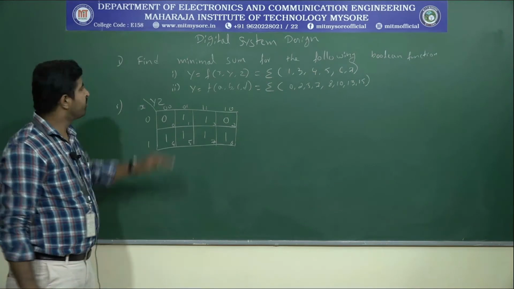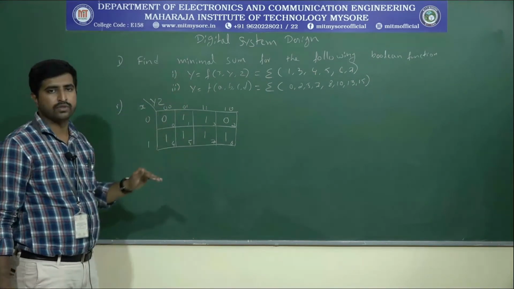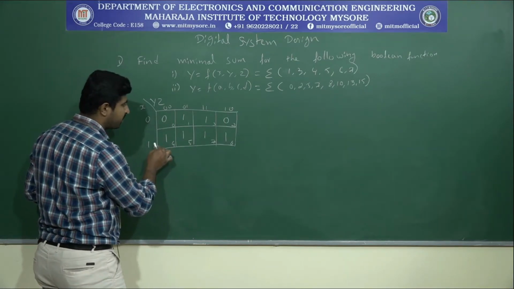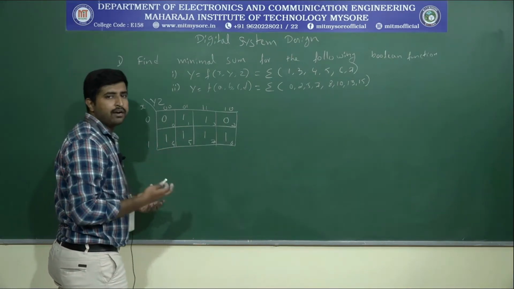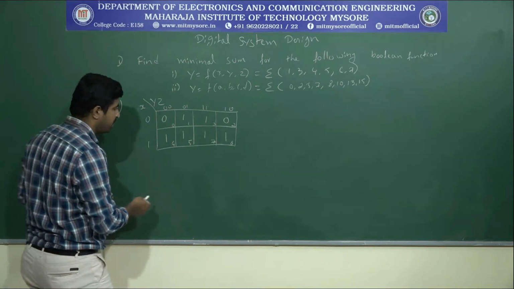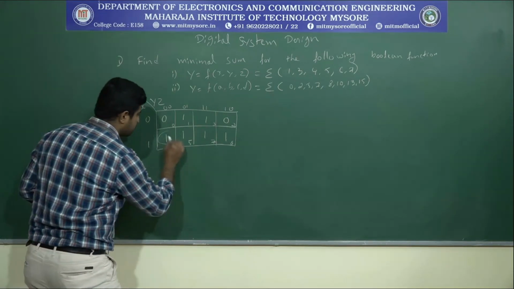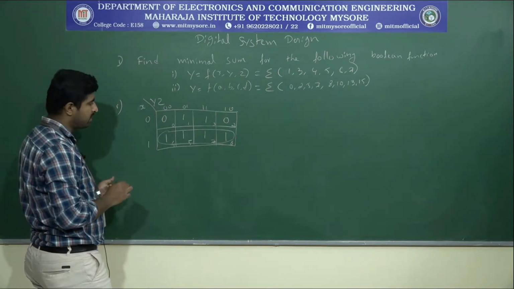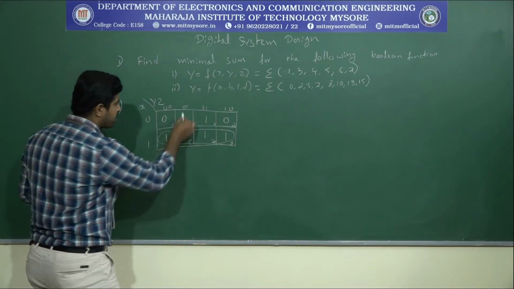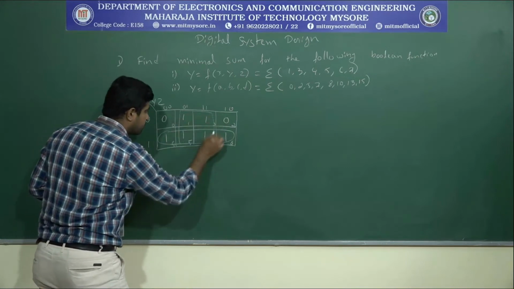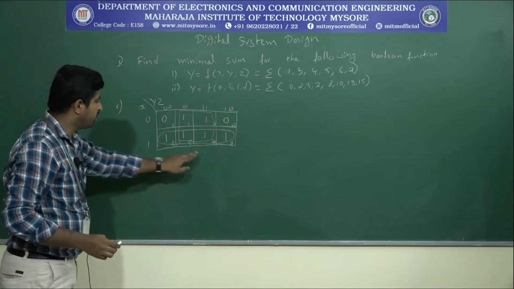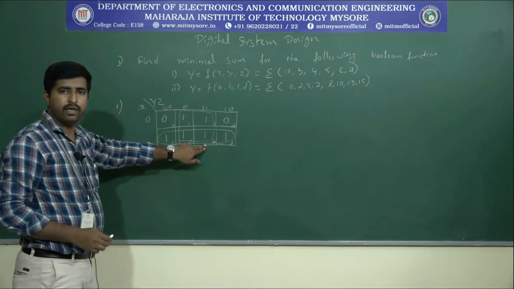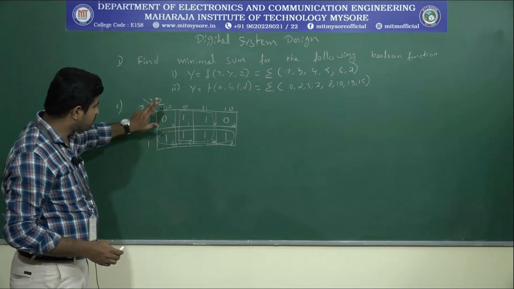So what do we need to find? We need to find the minimal sum, so let's make the grouping. Always we need to prefer the higher order logic cell groups. Here we can group these, this is one cell or one group. Again, these four cells can be grouped together: 1, 3, 5, 7 can be grouped. Next, 4, 5, 6, 7 can be grouped. So these two are possible.